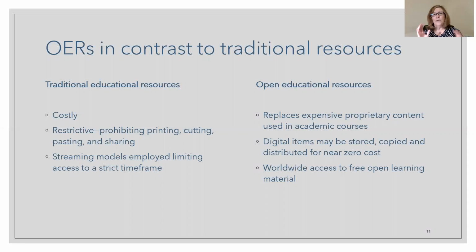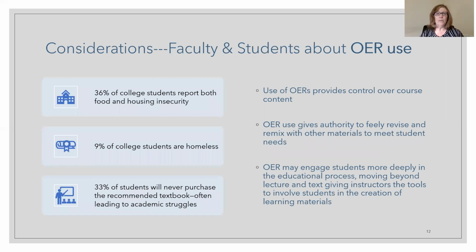Oftentimes, the streaming models that are employed by publishers nowadays limit access to educational materials to the time frame that the student has access. So for example, if you buy the access to a text, the student is limited in being able to refer to that text only during the time frame of the course. So that can be quite limiting.